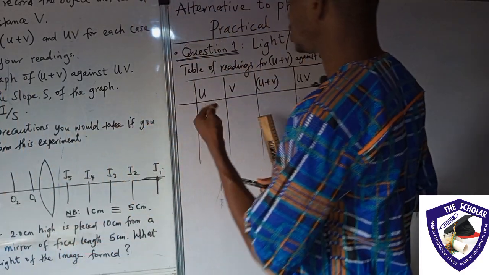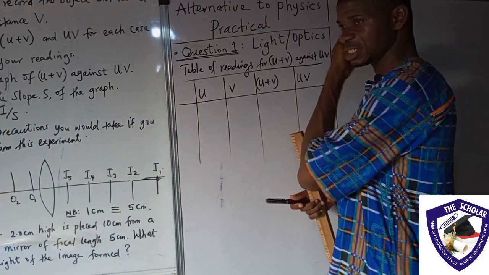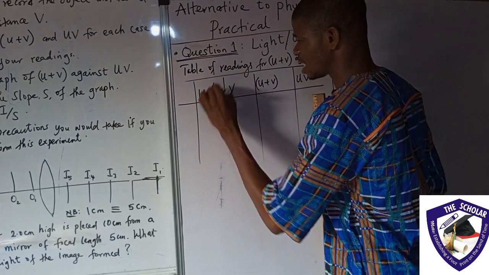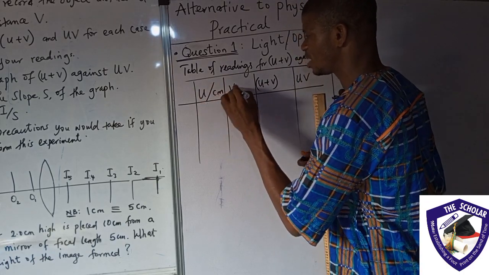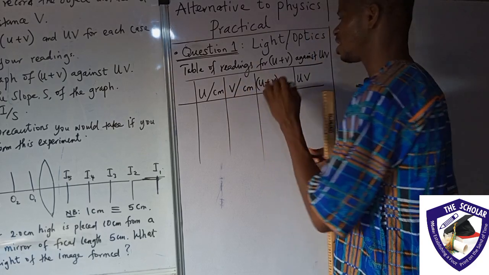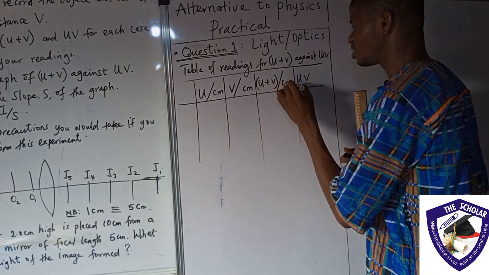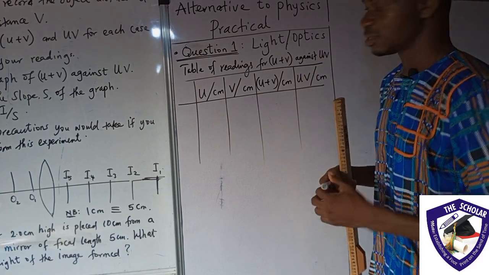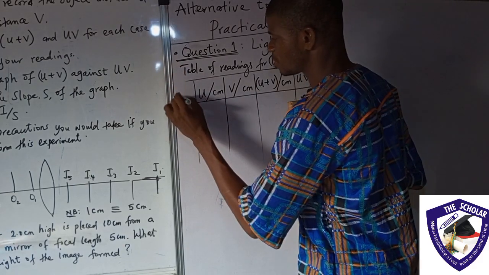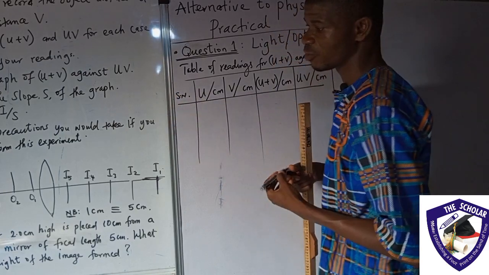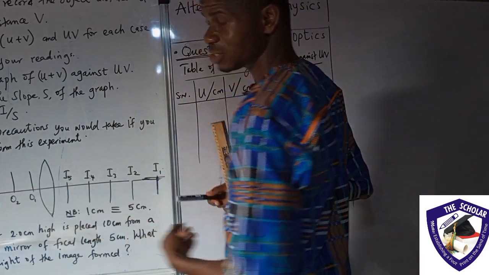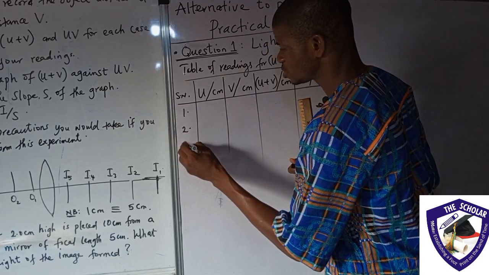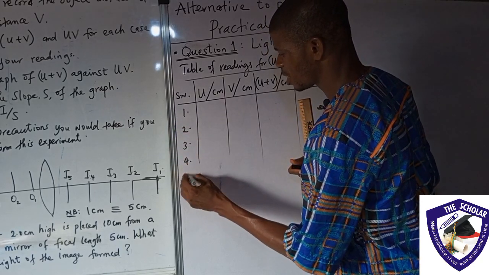Now, all these are measured in centimeters. So after you put the quantities, you must put the unit by the side. So we are expected to use a slash: U in centimeter, V in centimeter, U plus V in centimeter, and UV in centimeter. Now, if you like, you can put your serial number here to show the number of parameters you have to carry out. So you are carrying out 5 parameters: 1, 2, 3, 4, and 5.